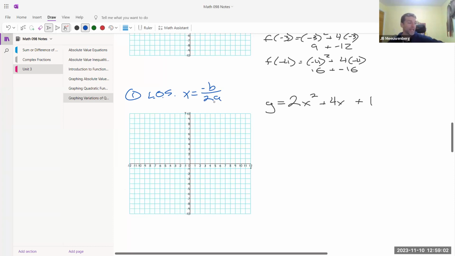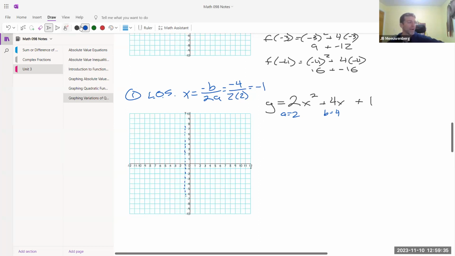So what's our a and our b? A is 2, because that's the coefficient here, x squared, and b is 4. So our line of symmetry is going to be x equals -4 over 2 times 2. 2 times 2 is 4, so that's going to be -4 divided by 4, which is -1. X equals -1 is right here. So our line of symmetry is that x equals -1.